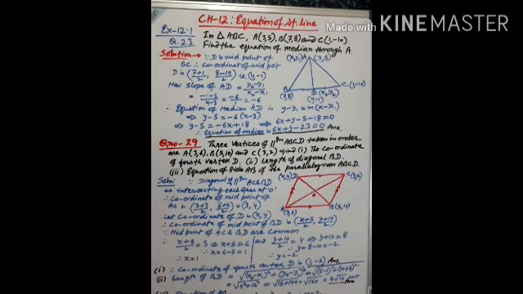So the equation of side AB will be given by the point slope form: y minus y1 equal to m into (x minus x1). Substitute the values: y minus 6 equal to 2 into (x minus 3), which implies y minus 6 equal to 2x minus 6. Now transferring y and 6 to the right side, you get 2x minus y minus 6 plus 6 equal to 0, the 6s cancel, and you get 2x minus y equal to 0. So the equation of the line AB is 2x minus y equal to 0.